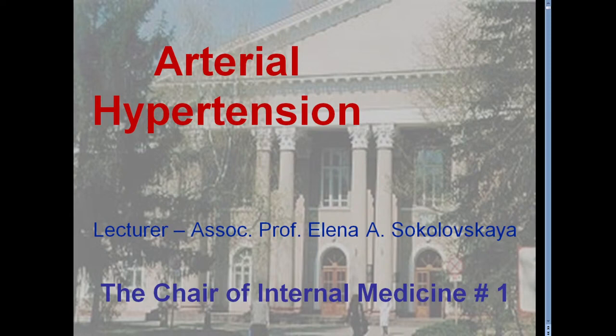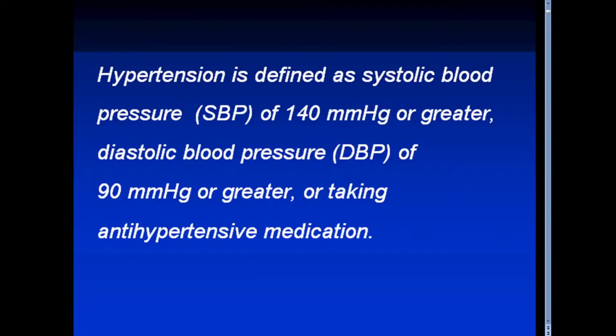Okay. Arterial hypertension. Hypertension is defined as systolic blood pressure of 140 millimeters of mercury or greater, diastolic blood pressure of 90 millimeters of mercury or greater, or taking antihypertensive medication.